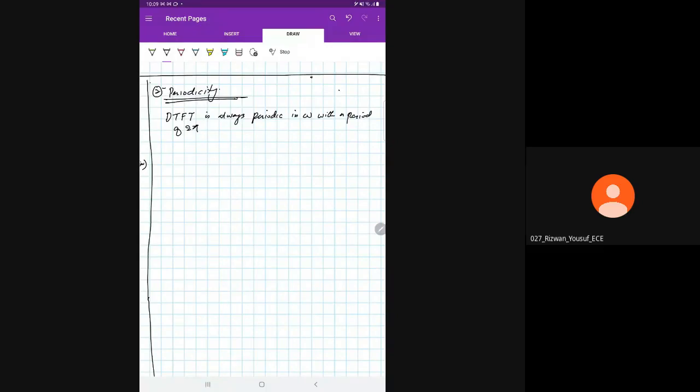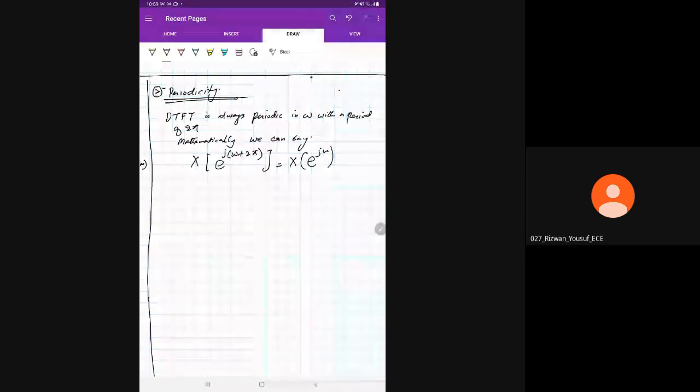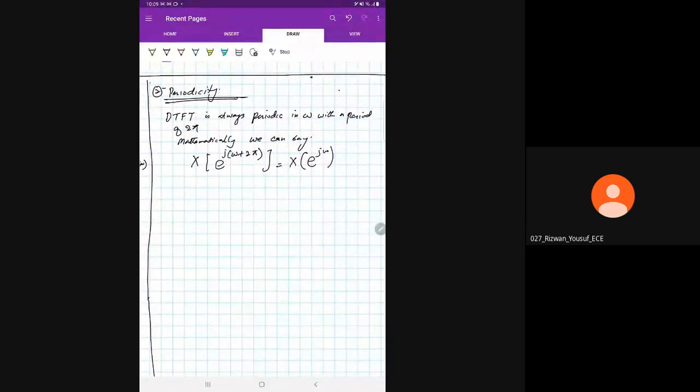And mathematically, we can say that X of e raised power j omega plus 2 pi will be equal to X of e raised power j omega. We should remember that all sinusoids are periodic. Whether it is cos or sine, they are periodic with a period of 2 pi.